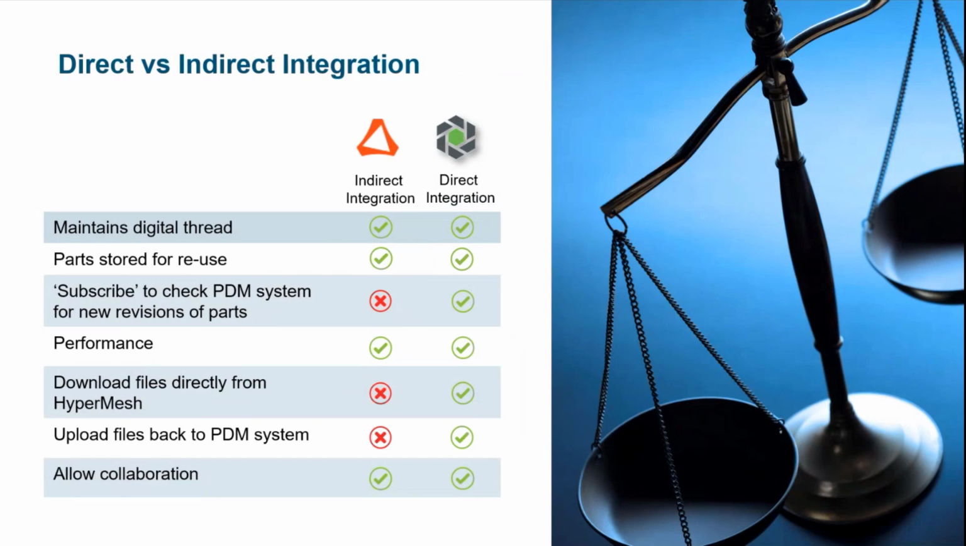So again, I'm going to emphasize a little bit here about direct versus indirect connection. While both allow collaboration, maintaining the digital thread and storing parts for reuse, direct integration only adds downloading files directly from PDM into HyperMesh, uploading files back to PDM directly from within HyperMesh, and subscribe. Otherwise, most of the things are pretty much similar. So it's not that if any organization is using a PDM system and we don't have a connection with that particular PDM system, that handicaps us from using the HyperMesh or model build workflow. It is not the case.